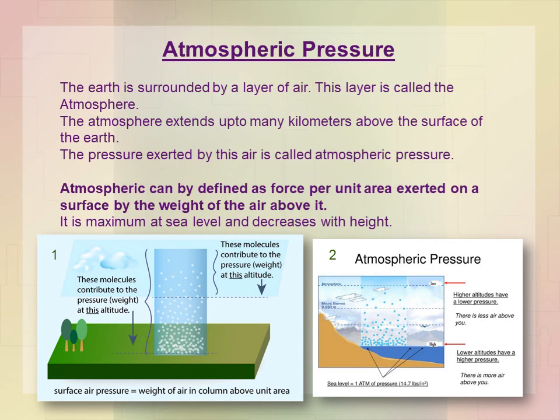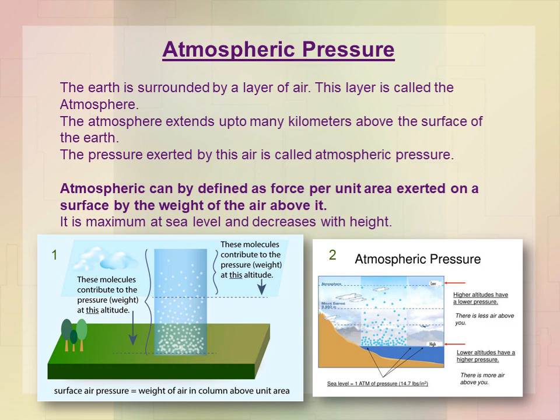Atmospheric pressure. The earth is surrounded by a layer of air. This layer is called the atmosphere. The atmosphere extends up to many kilometers above the surface of the earth. The pressure exerted by this air is called atmospheric pressure.